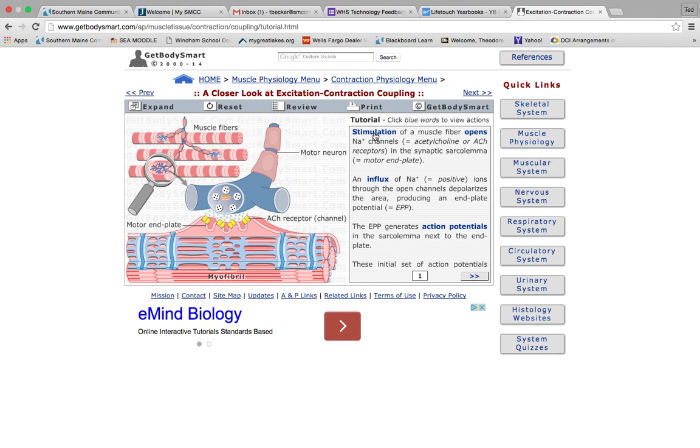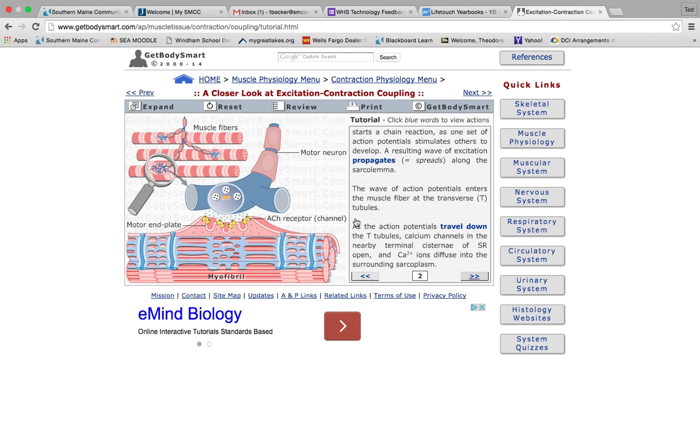Okay, this just shows those vesicles fusing with the end of the motor neuron and releasing their neurotransmitter into the synaptic cleft. And then these are those receptors, and that's where the neurotransmitter binds. And when that happens, it allows sodium to rush in. When the sodium goes in, it causes the action potential to continue down the muscle.